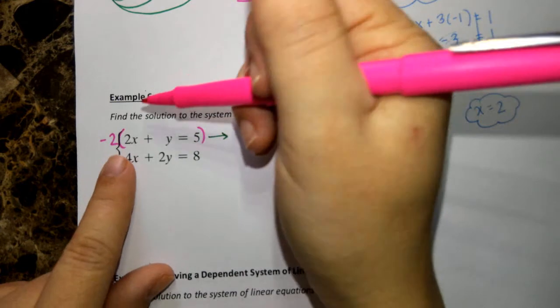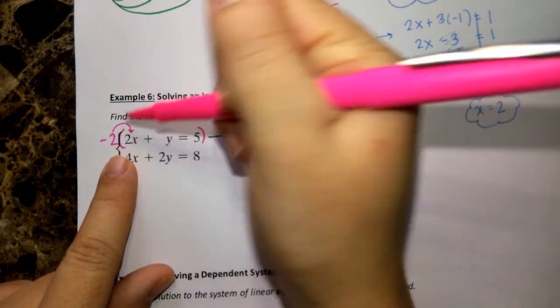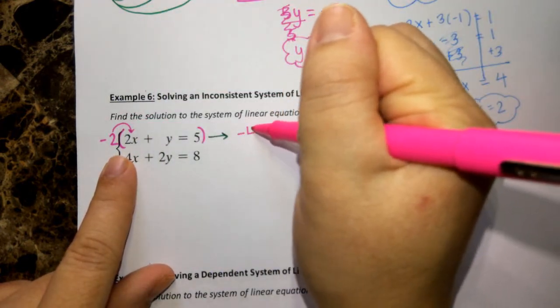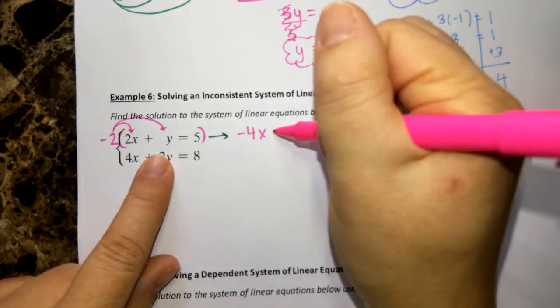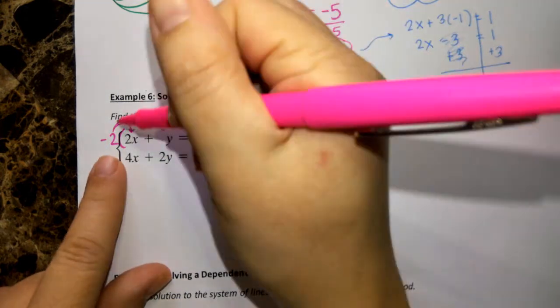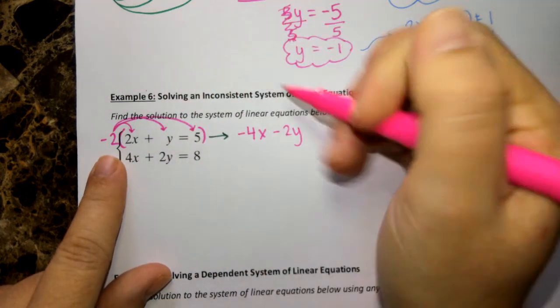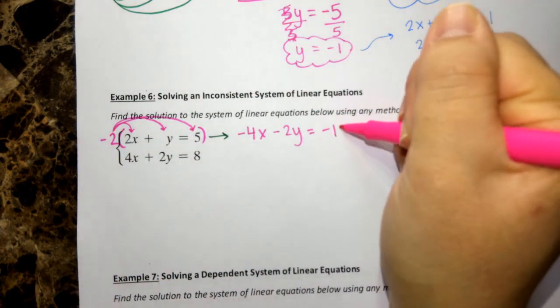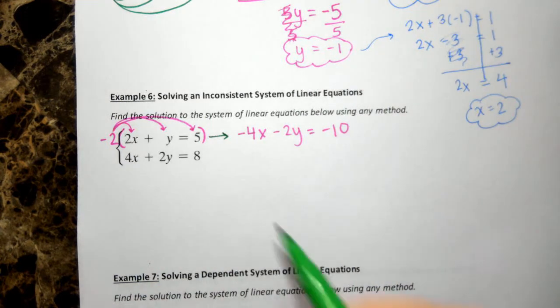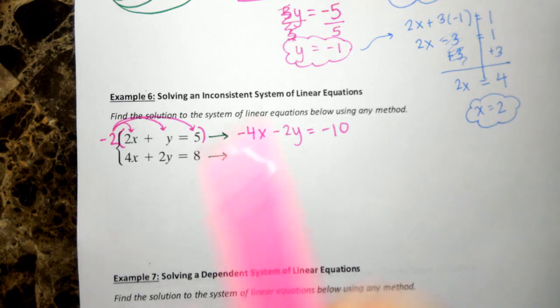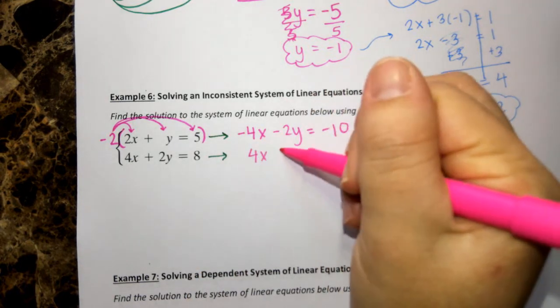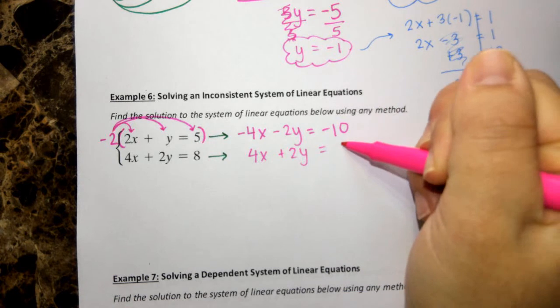So let's go ahead and multiply. Negative 2 times 2x is negative 4x. Negative 2 times 1y is negative 2y. And negative 2 times 5 is negative 10. Now, I did not change the second equation, so I'm just going to rewrite it over here. I have 4x plus 2y equals 8.